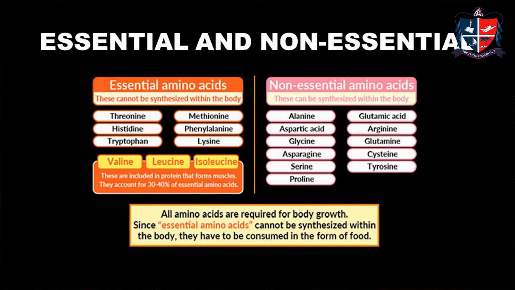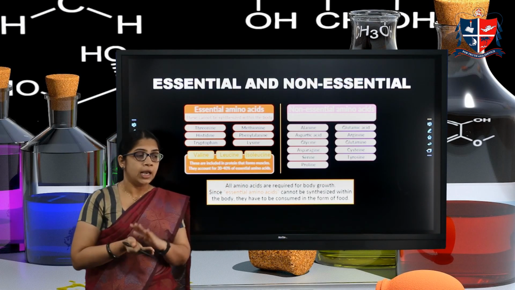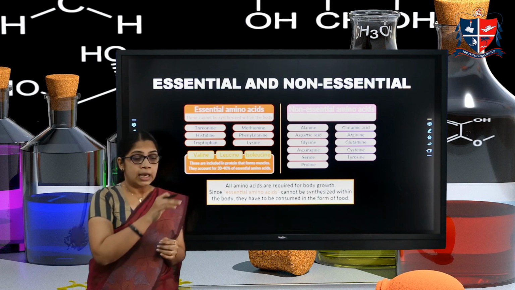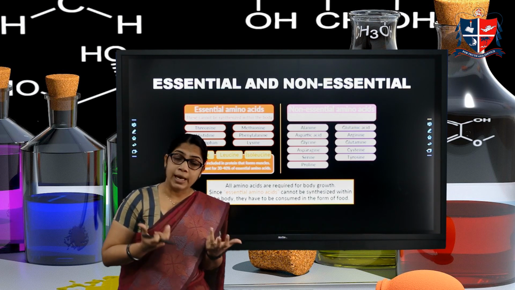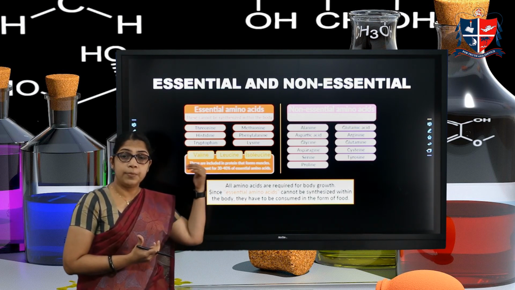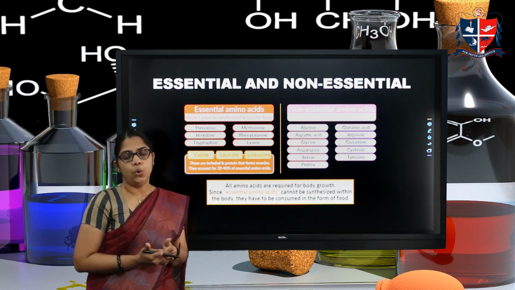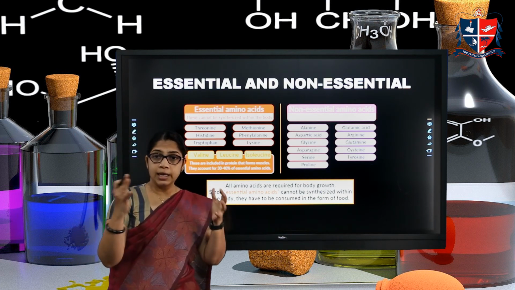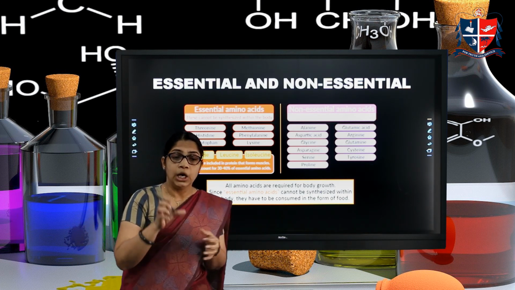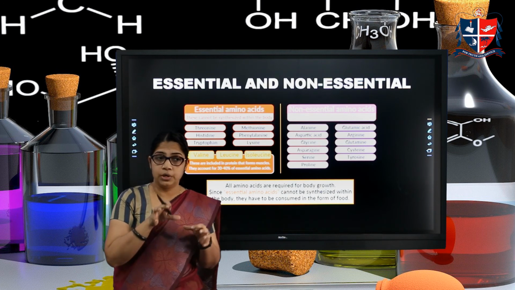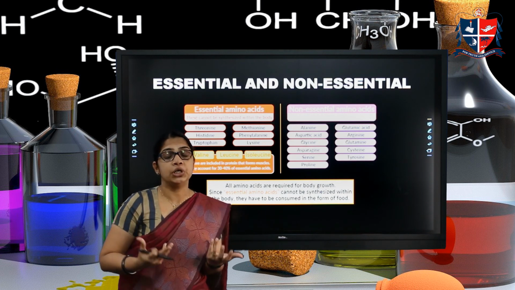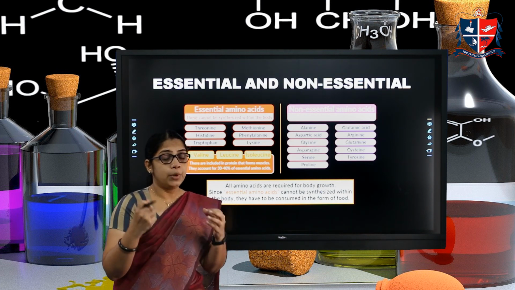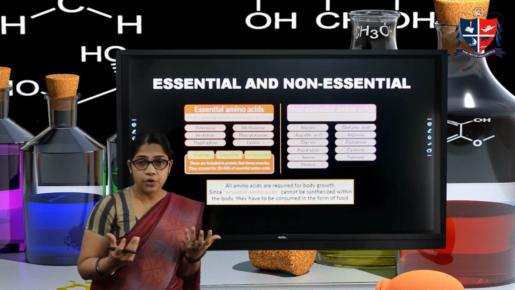Then one last classification is essential and non-essential amino acids. It is based on the necessity to man. There are a number of amino acids, but among them, 20 amino acids are needed for the proper growth or proper functioning of the body.